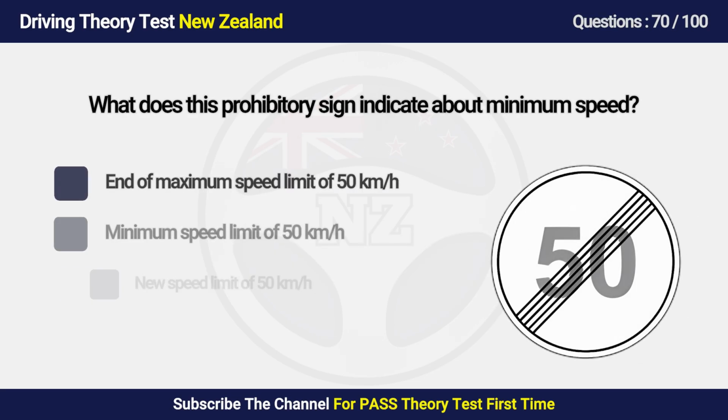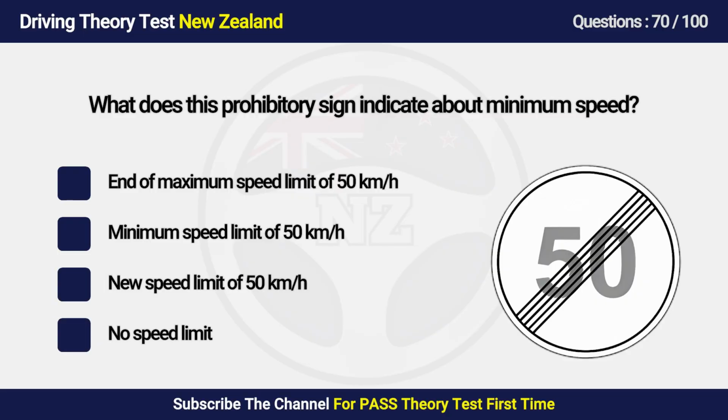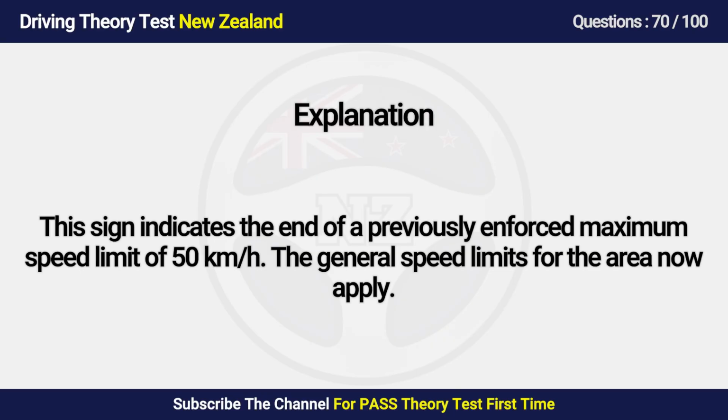Question 70. What does this prohibitory sign indicate about minimum speed? A. End of maximum speed limit of 50 km per hour. B. Minimum speed limit of 50 km per hour. C. New speed limit of 50 km per hour. D. No speed limit. Answer is A. End of maximum speed limit of 50. This sign indicates the end of a previously enforced maximum speed limit of 50. The general speed limits for the area now apply.